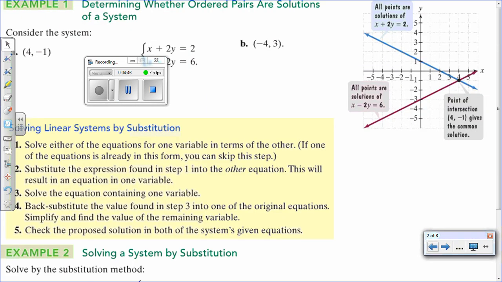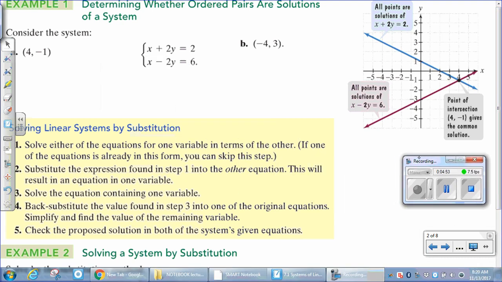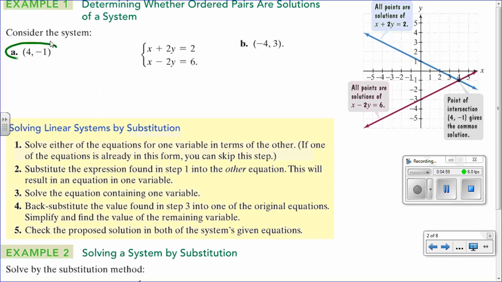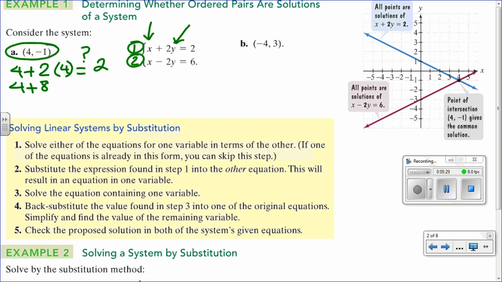So first of all, for a system to have a solution, the point in question has to fit in both equations. So what I like to do is number mine, number 1 and number 2. And so I'm going to test that point in equation number 1. So you will substitute your x value and also your y value. And you will keep the exact same thing for the rest of the equation. So it will be 4 plus 2 times 4. And we are testing to see if that is equal to 2. And so it will be 4 plus 8.